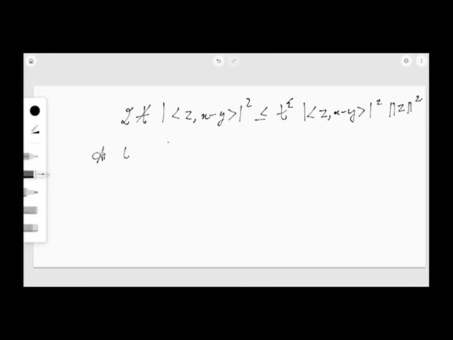Now as t approaches 0, what do we get? We can conclude that the modulus inner product z comma x minus y whole square will tend to 0. So from this, as t approaches 0, this whole term tends to 0. So we can conclude that the inner product will tend to 0. So we get inner product z comma x minus y tends to 0. Now z was chosen arbitrarily.